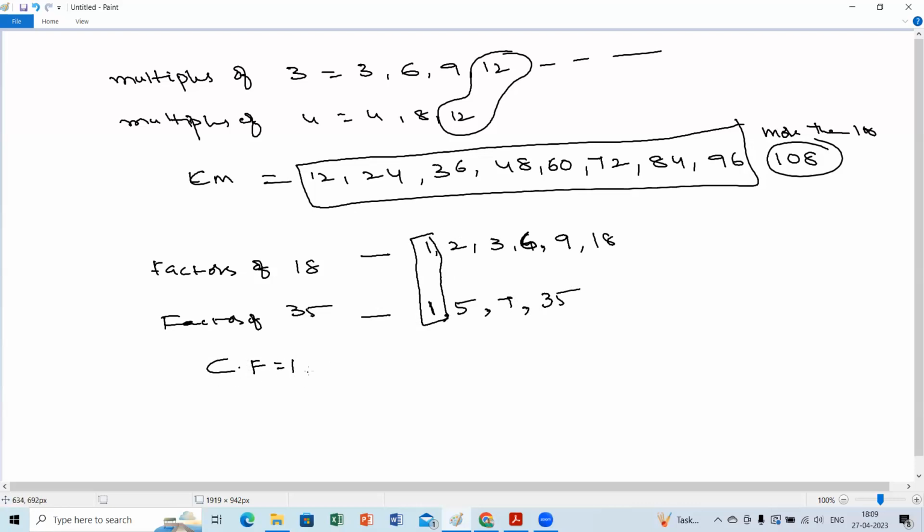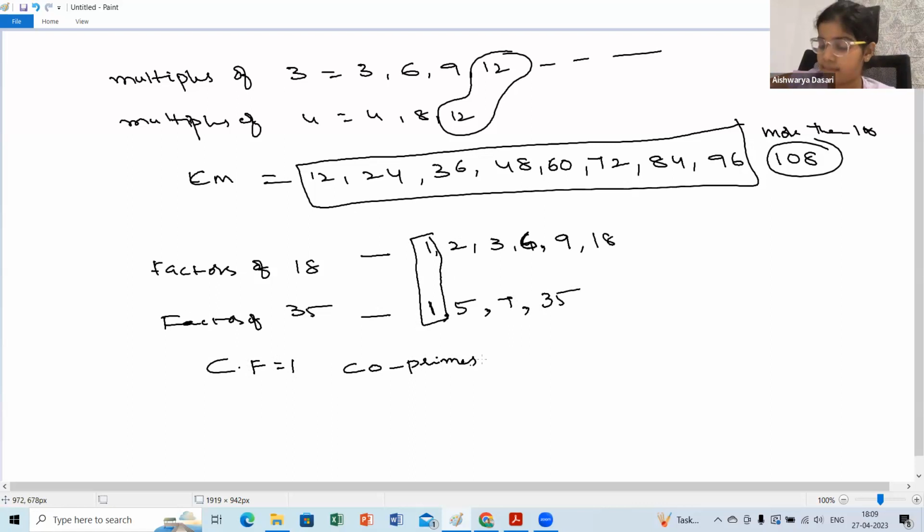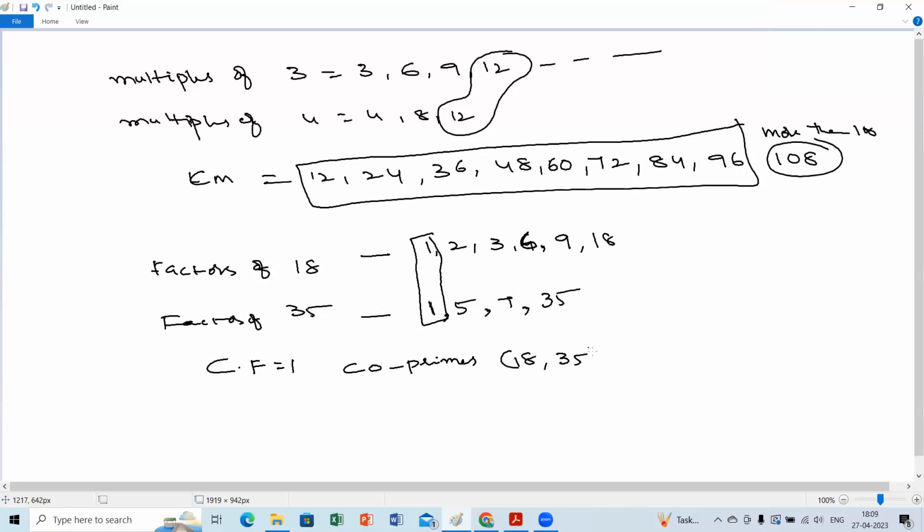Can we say the common factor is 1? Such numbers, what type of numbers? Co-primes. Can we say these 18 and 35 are co-primes? Yes or no? Yes. Sadvika, is it co-primes or not? Yes, they are co-primes.